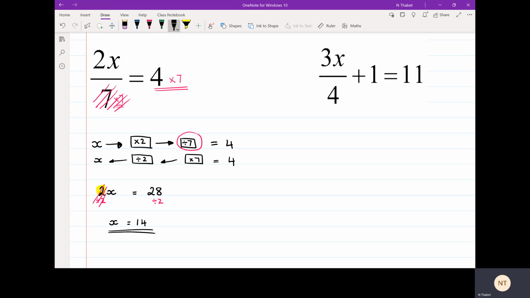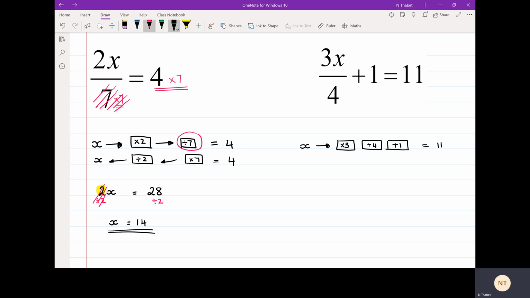Now, for the second example, if I read it, 3x divided by 4 add 1 equals 11. What's the last thing that I did before the equals 11? It was the add 1. And remember, with a function machine, I'm going to start from the end. I'm going to start by reversing the last thing I did to x. So if I write it out, it's x, 3x, so it was multiplied by 3, and then divided by 4, and then we added 1, and we got 11.